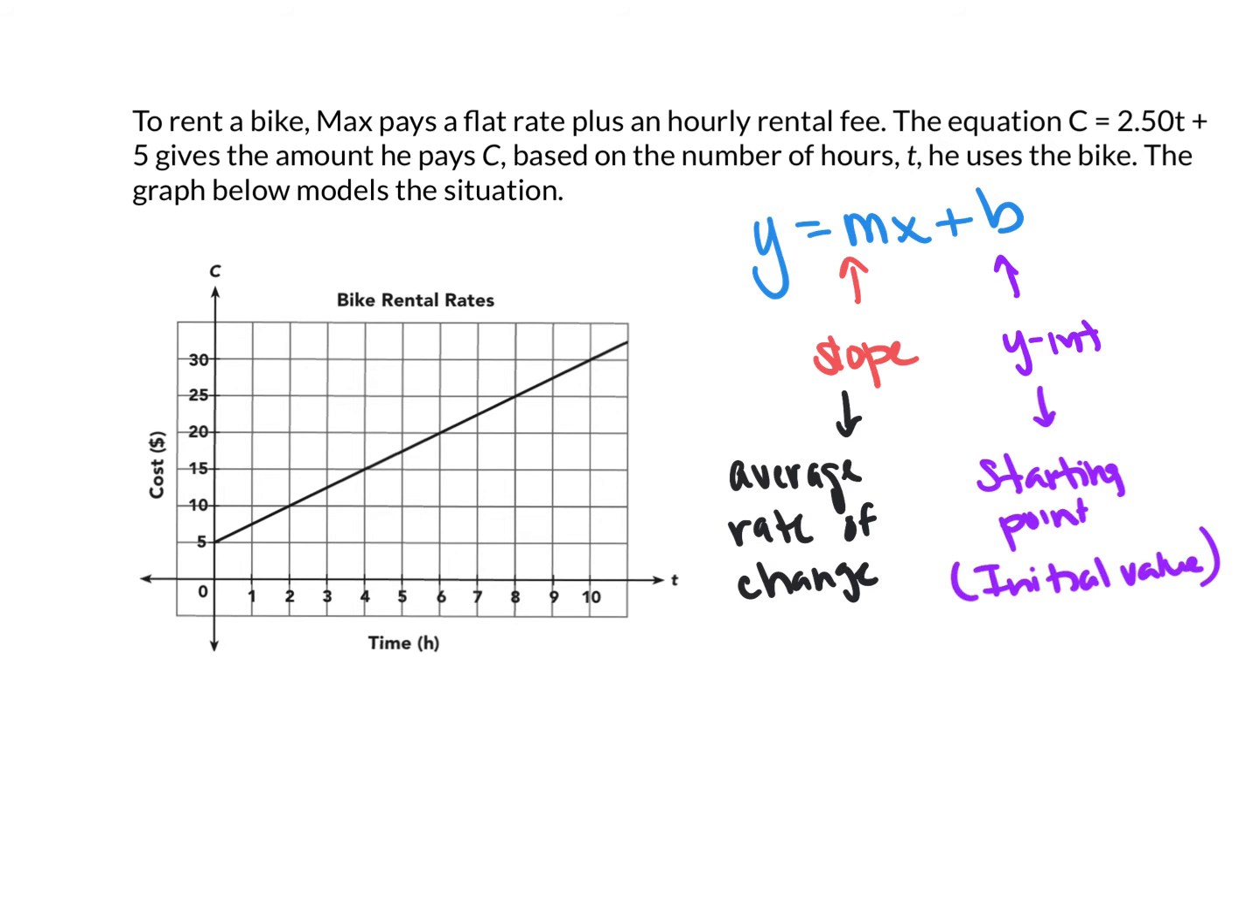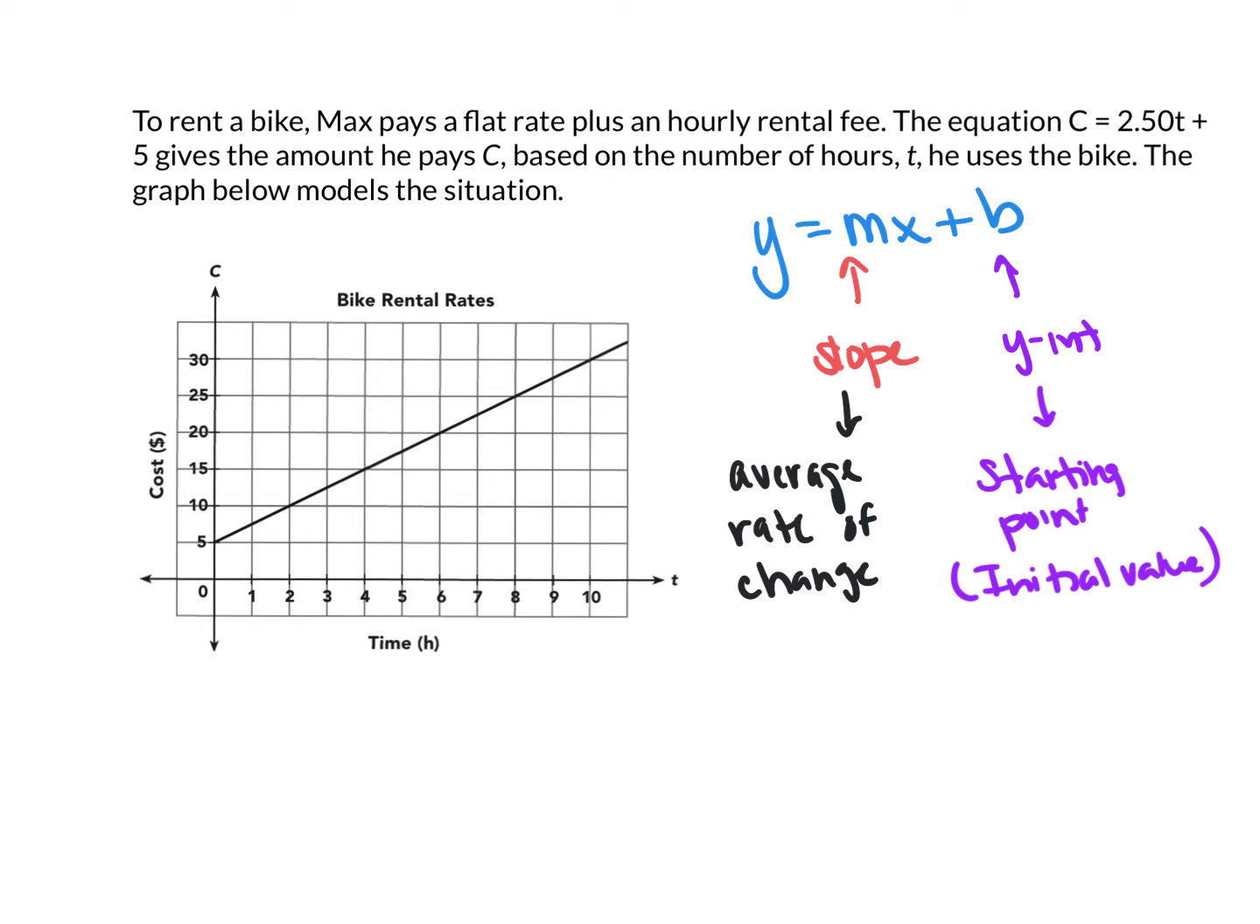And so when we talk about a line, we're going to identify the slope and the y-intercept, and we also want to talk about the domain and the range. The domain is the set of all possible x values, and the range is the set of all possible y values. So looking at this particular example, it says, to rent a bike, Max pays a flat rate plus an hourly rental fee. The equation C equals $2.50 plus $5 gives the amount he pays, C, based on the number of hours, T, he uses the bike. The graph below models the situation.